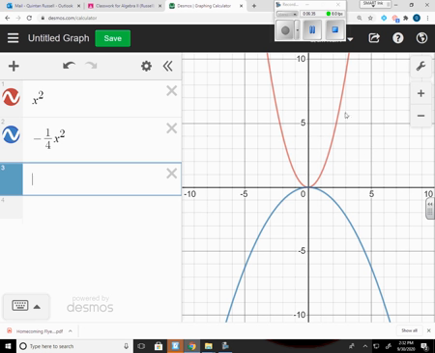And you can see the original was up here, and it is, in fact, more narrow than this one, which is just pushed down towards the x-axis, giving it a vertical compression.